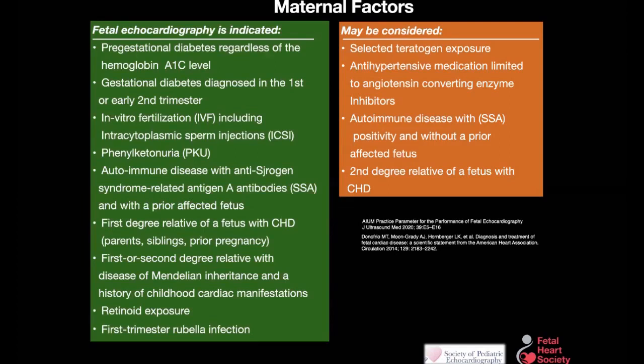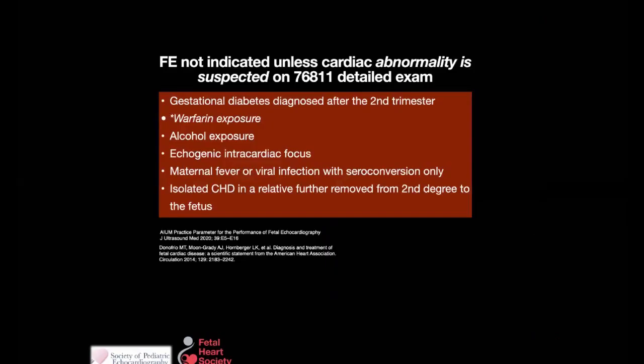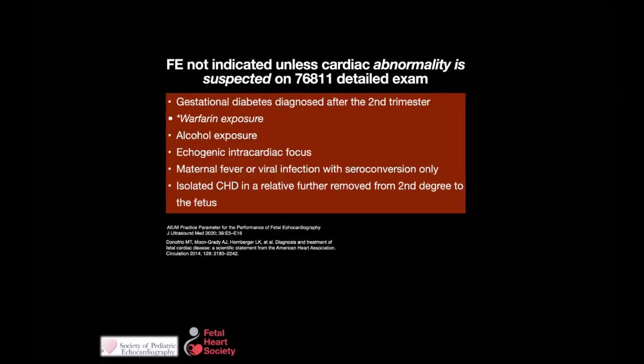Now, fetal echo is reasonable or may be considered under maternal factors with teratogen exposure, antihypertensive medication, autoimmune disease, SSA antibodies with a prior affected fetus, or second degree relative of a fetus with congenital heart disease. As for these specific indications, as we see here, and also isolated conditions, there is minimal increased risk for congenital heart disease above the general population.